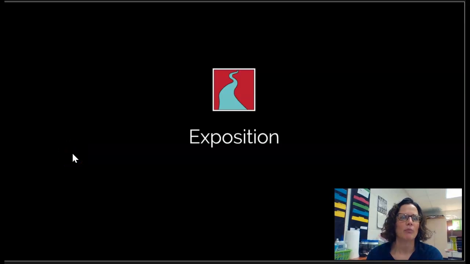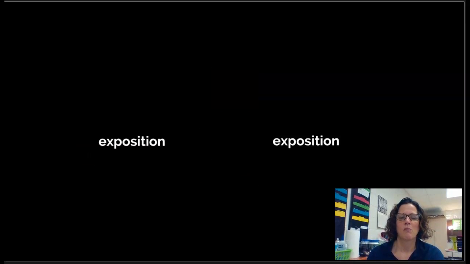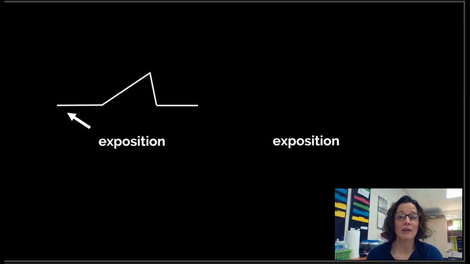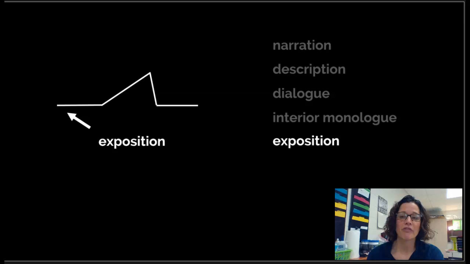Alright, so in this lesson I'm going to talk to you about exposition. So we have seen the term exposition twice, at the beginning of the story arc and as one of the 5 modes of storytelling. So which is it? It's actually both. The part of a story arc called exposition is where the reader is figuring out who the characters are, what their situation is.